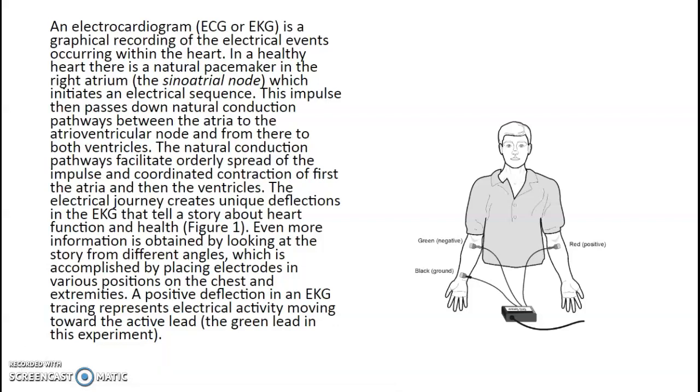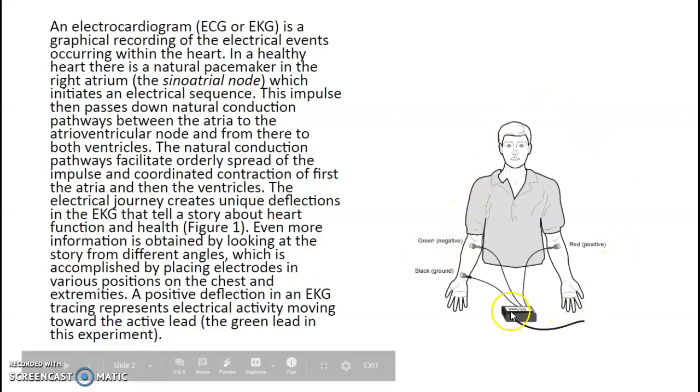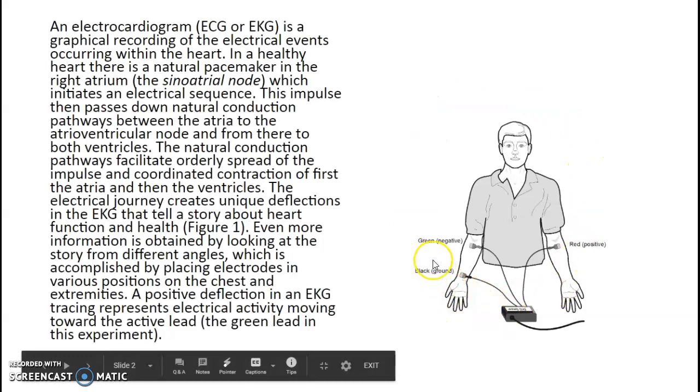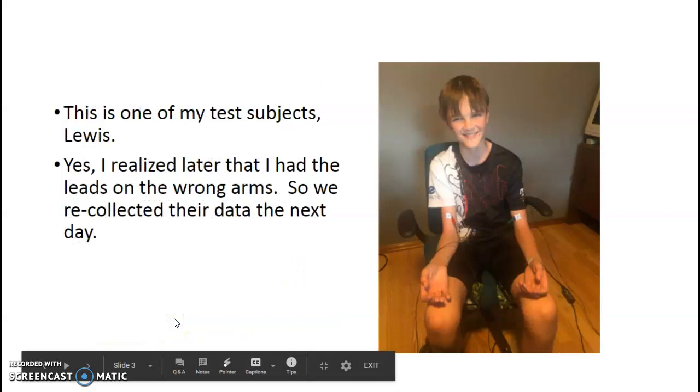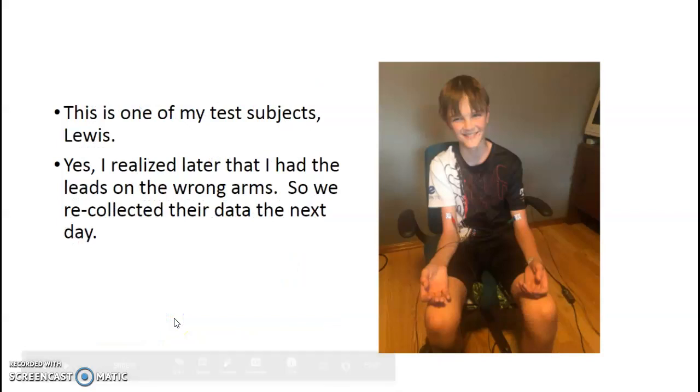This slide gives you information about an EKG and explains the portions of an EKG. It also shows you how the test subjects are set up in order to take their EKG. Here's Lewis all strapped in and ready to go with the leads on his arm. I took this picture, we did their testing, then I went to read the graphs and I realized I had set up their leads incorrectly, so I fixed the test recording, but I never went back and fixed the picture.